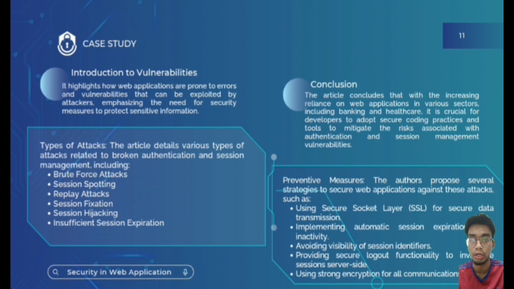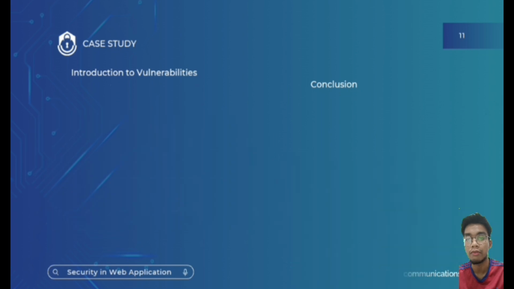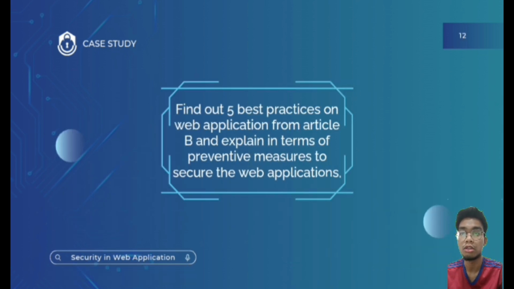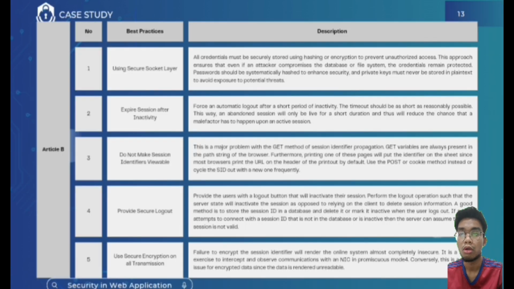So lastly, for the conclusion, the article concludes that with the increasing reliance on web applications in various sectors, including banking and healthcare, it is crucial for developers to adopt secure coding practices and to mitigate the risks associated with authentication and session management vulnerability. So the last question is question number 4. The first of the 5 practices is using secure socket layer. All credentials must be securely stored using hashing or encryption to prevent unauthorized access.